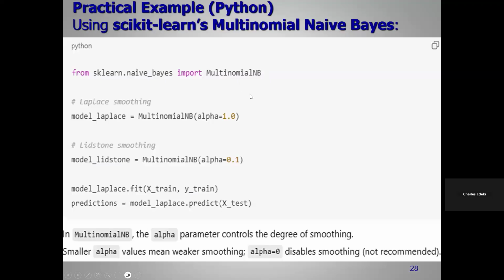The other one is Bernoulli, and the other is Gaussian, or I'll call it normal distribution naive Bayes. So after we import this, we can use it for Laplace. What makes it Laplace? It's just the alpha value. As we said earlier, if alpha is 1.0 here, it becomes Laplace. Lidstone is more smooth, more flexible. You can put any value greater than 0 up to 1 to change it.